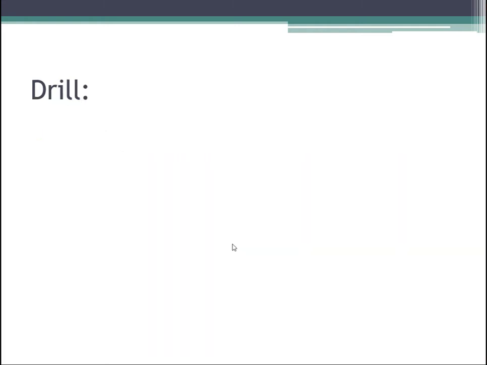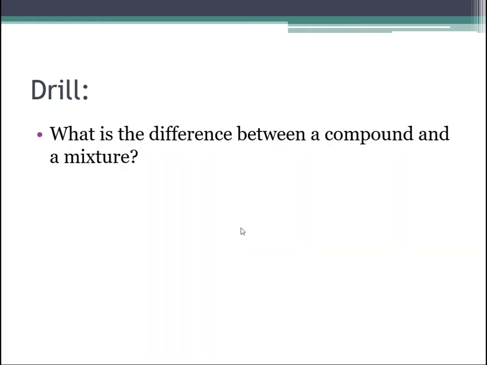Okay, so the first question is, what's the difference between a compound and a mixture? I usually ask this question in class, because we just did compounds and mixtures. They both have multiple substances involved, but what's the big difference? Did you say that compounds are chemically combined and mixtures are not? That's the difference. Mixtures can be separated through non-chemical means, but compounds have to be separated through chemical means.